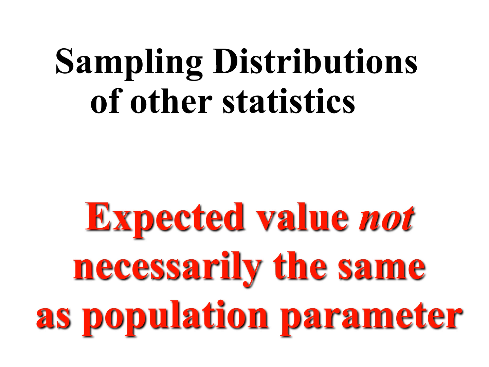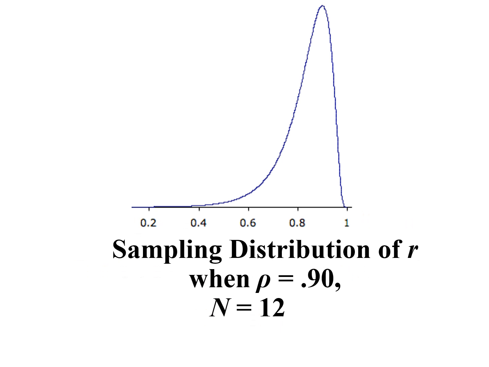But the sampling distributions of other statistics can be different. That is, for some statistics, the expected value of the sampling distribution is not necessarily the same as the population parameter. For instance, here's the sampling distribution of R I showed you earlier.